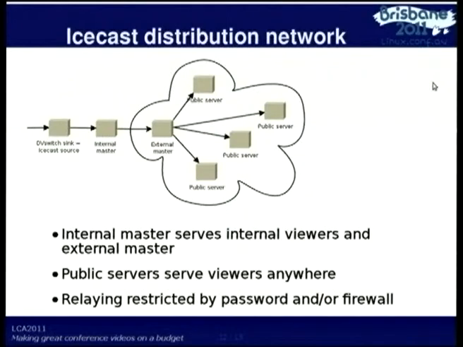So here, coming in from the left of this diagram, you have the DV stream coming from DVswitch that goes into a command sink, a pipe sink, which is running FFmpeg to Theora to transcode that to Ogg Theora and Vorbis, and then that's piped into an Icecast client. That sends over the Theora stream to the internal master server.